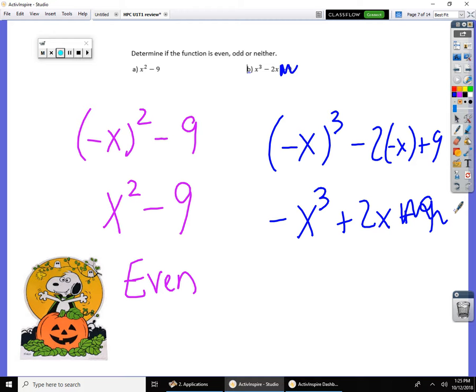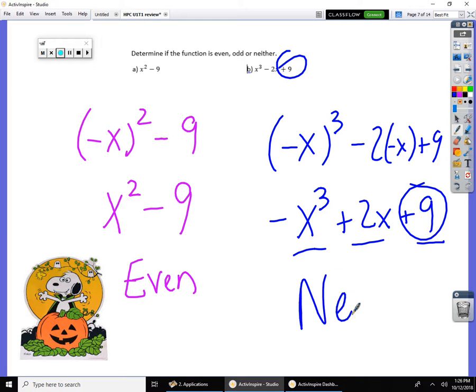From the beginning to the end. Look at the beginning, look at the end. What do you notice? Everything did what? No, they're not the same. It flipped. If everything is opposite, it's odd. Okay, now, if everything is opposite, let's look at our problem. Is everything opposite? No, because 9 stayed the same. So this is neither.